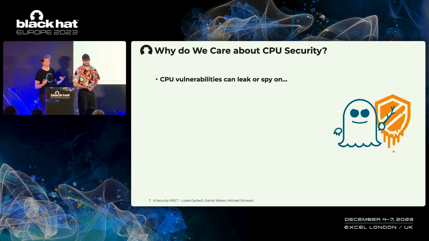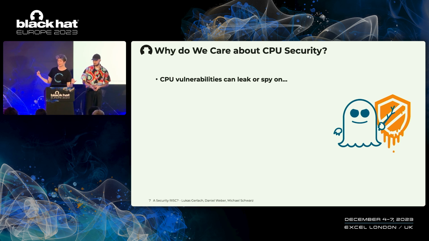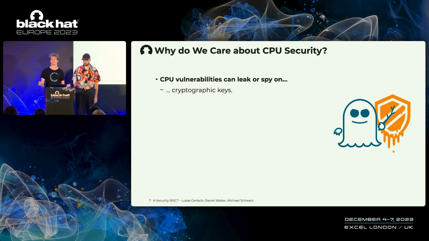So the thing here is, once we saw something like this can happen and we can leak the logo, okay, that's fine. But is that really something we should care about? Because drawing a logo, that's way easier. But it turns out that CPU vulnerabilities can leak way more. So you can actually leak cryptographic keys, so directly private keys.